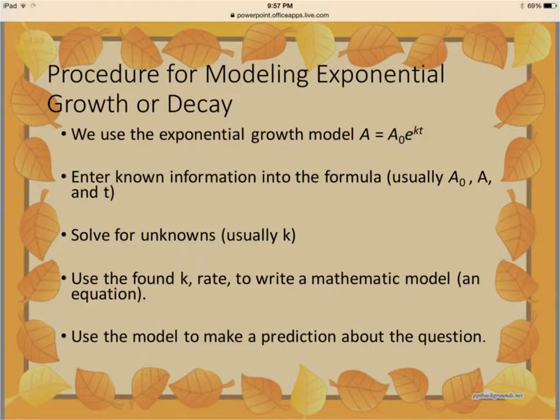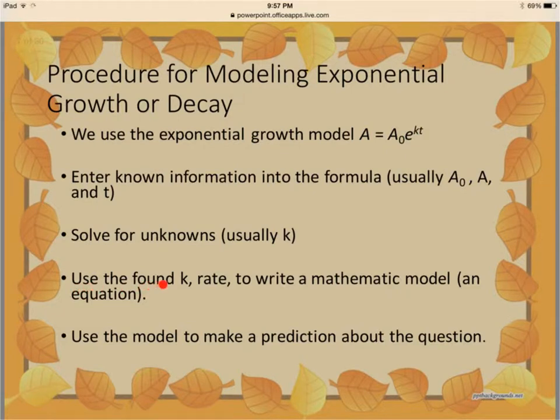So what we're going to do is plug in the values that we know, usually A naught, or the initial amount, and some final amount, and the time. And then we're going to have everything known except for k. So we will be solving for the rate, and we know how to solve exponential equations now.